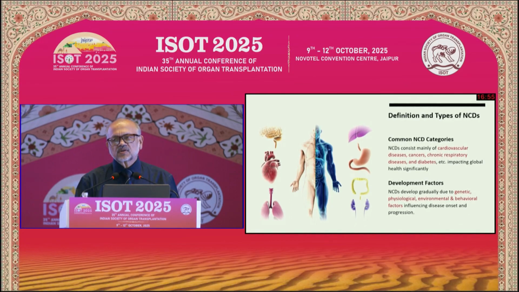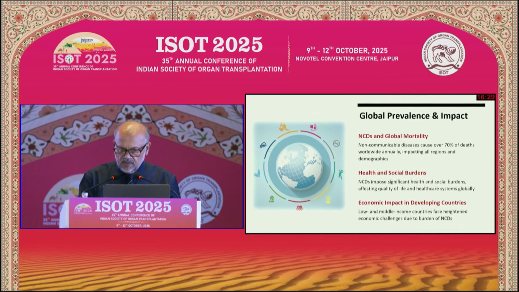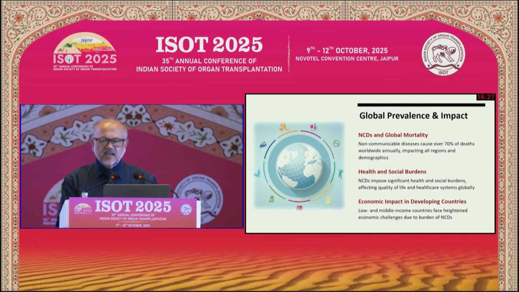We understand what the NCDs are and what the primary NCDs are. The major ones are cardiovascular diseases, cancer, chronic respiratory disease, and diabetes. These together form the major chunk of NCDs, which actually lead to even organ failures. And of course, we are also aware that there are a lot of factors behind the development of these NCDs: genetic, physiological, environmental, and behavioral. These NCDs contribute over 70% of deaths worldwide annually. In India, this figure is about 68.4% and impacts all regions and demographics.